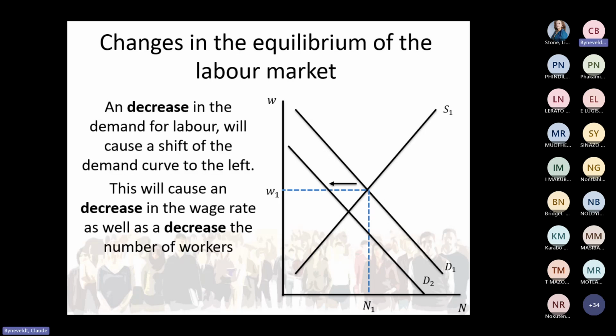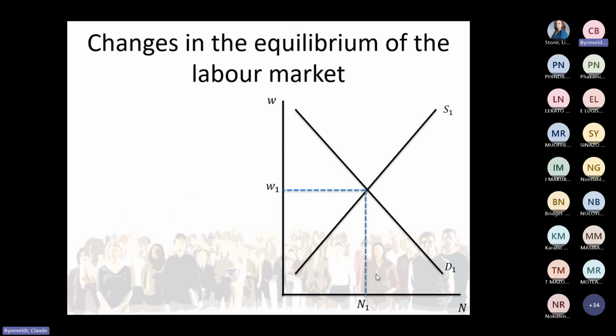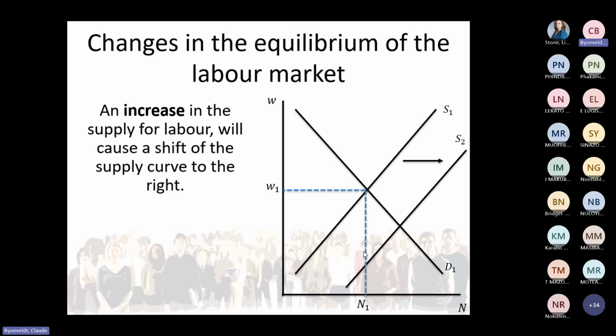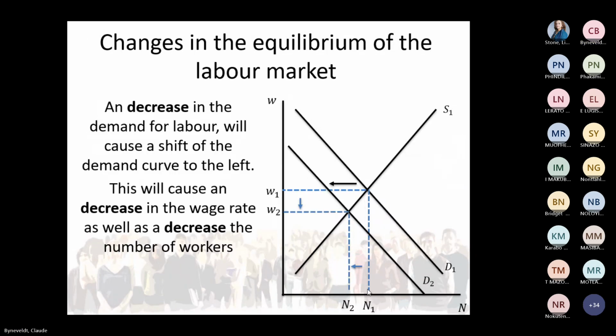A decrease in the demand for labor will cause a shift, just the opposite, to the left, and this will cause a decrease in the wage rate. The equilibrium quantity of workers will also decrease. So what you can do is graphically work through these examples and draw the diagrams yourself. That is how you master diagrams to illustrate changes in the equilibrium of the labor market.